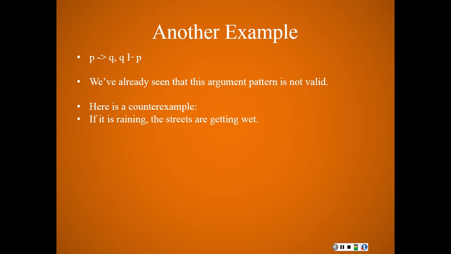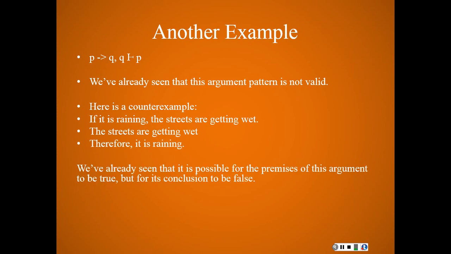If it's raining, the streets are getting wet. If P then Q. If it's raining, then the streets are getting wet. The streets are getting wet, that is Q. Therefore, it is raining. We have seen that this is not a valid argument. It is possible for the premises of this argument to be true, but for its conclusion to be false.